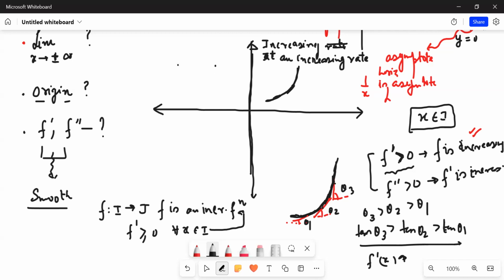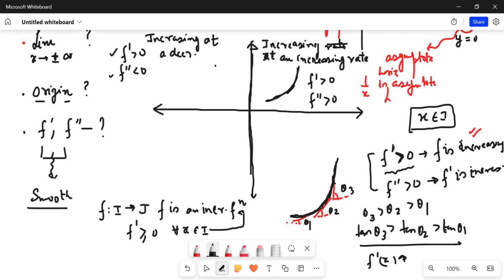Okay, good enough. Now, if I want to make a graph of increasing at a decreasing rate, what is increasing at a decreasing rate? The derivative of the function is positive, but the second derivative is negative. Here you would say that your first derivative is positive and your second derivative is also positive. Here your first derivative is positive, but the second derivative is negative. So increasing at a decreasing rate. In this particular scenario, your plot will be this way.